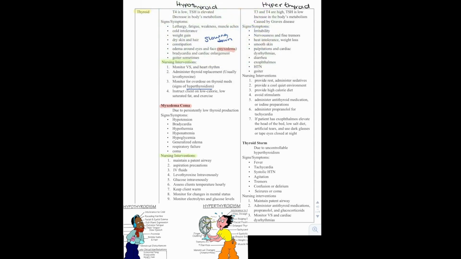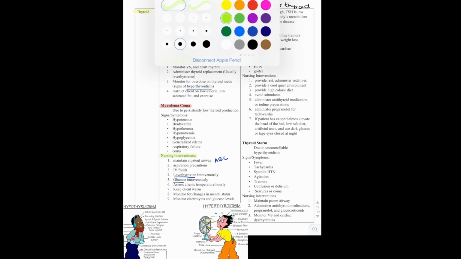So our nursing interventions, if this happens, is to maintain a patent airway because our airway, breathing, circulation, aspiration precautions, IV fluid. We're going to give them that levothyroxine intravenously along with glucose. We're going to assess clients for temperature hourly, keep client warm, monitor for changes in mental status, and monitor for electrolytes and glucose levels. Now when we talk about hyperthyroid, let's do hyperthyroid.